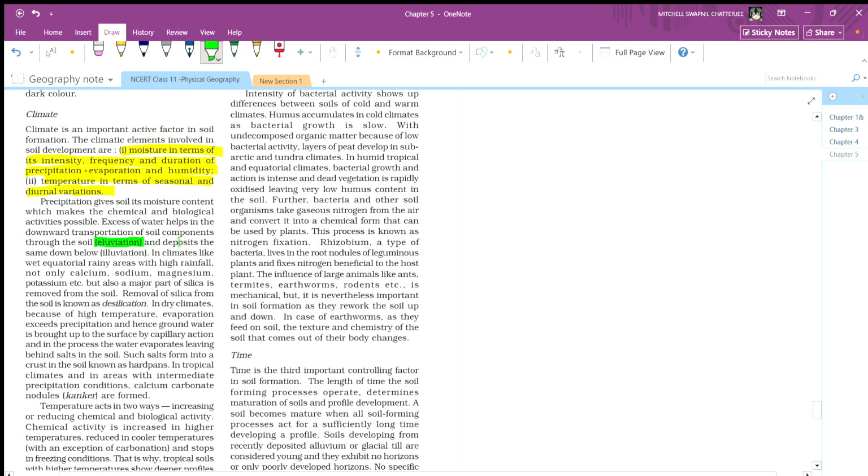Illuviation means when excess water helps in downward transportation of soil components through the soil. It's called illuviation. Deposits, deposit, like the stream down below. That's illuviation.